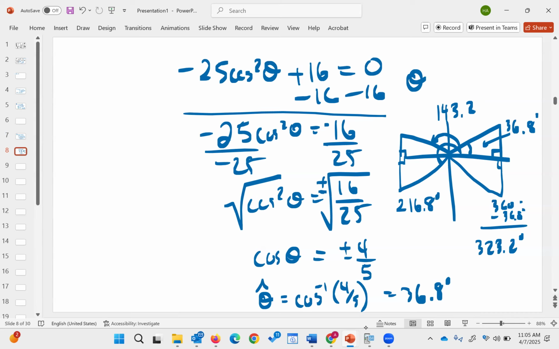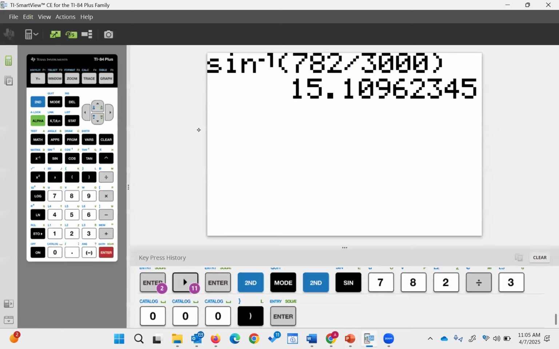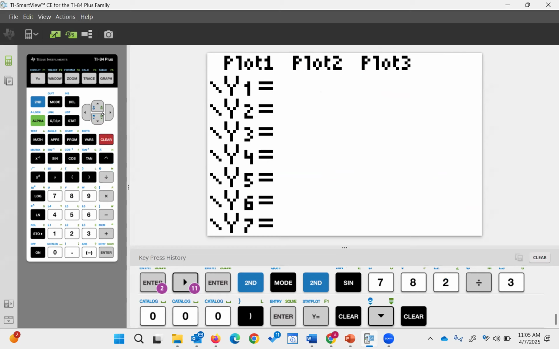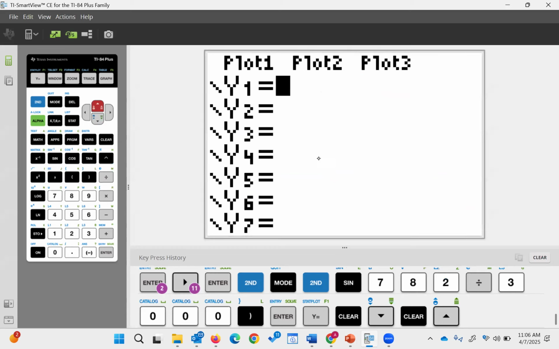So jumping to our calculator, we're going from 0 to 360. We're going to go y equals, and we have to erase all these guys, so press the little clear button. Now we have to square the sine function. On paper, we write the quick notation sine squared of theta, but on the calculator, you can't do that. So we've got to do this here.